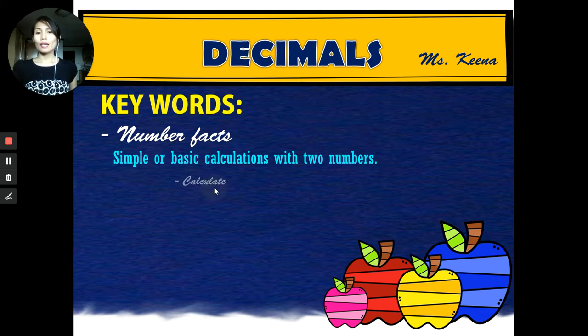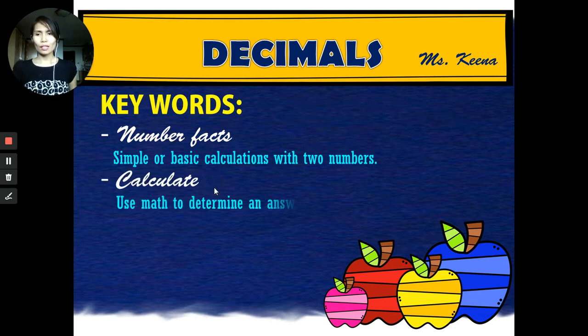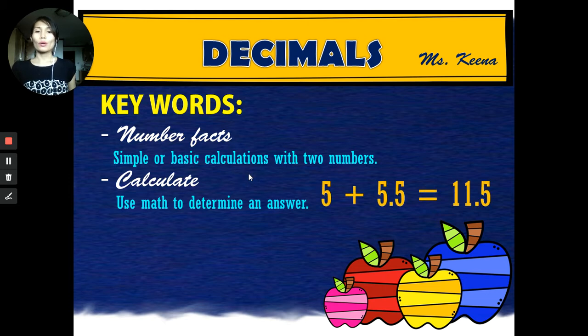Okay, so the next word is calculate. What is calculate again? It means to use math to determine an answer. That means when you say calculate, we either use addition, subtraction, multiplication, or division to find an answer. That means whatever method you use to calculate the answer. So an example here, 5 plus 5.5 equals 10.5. So we use addition in this calculation.